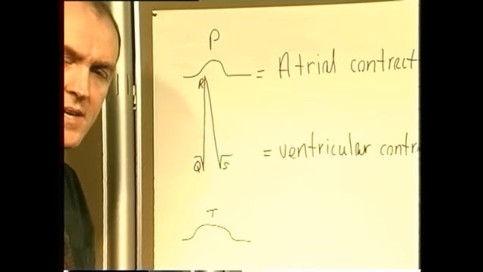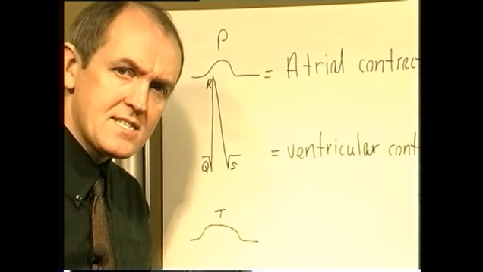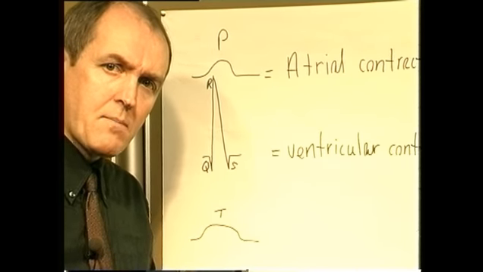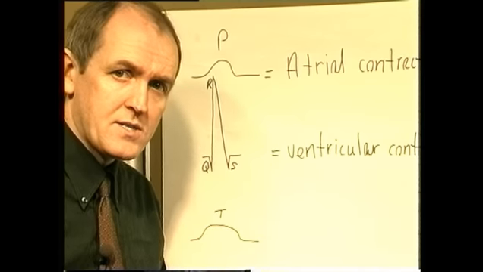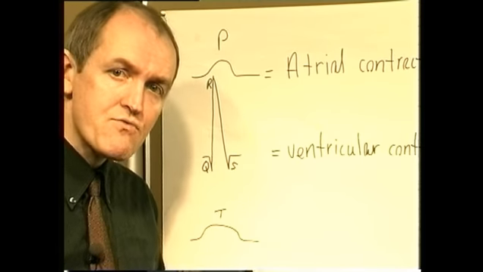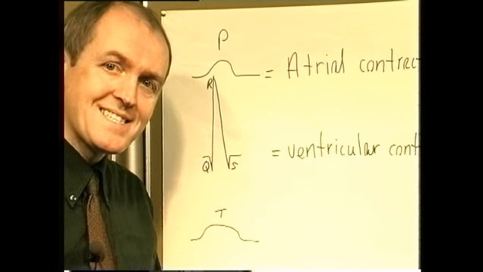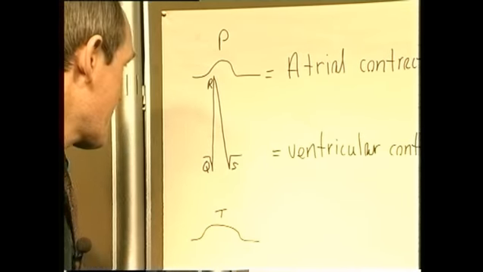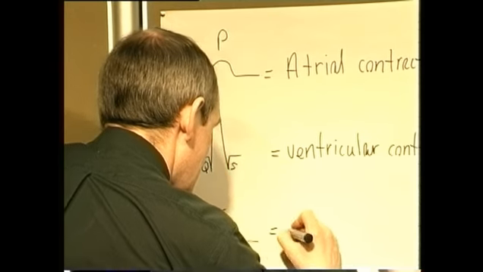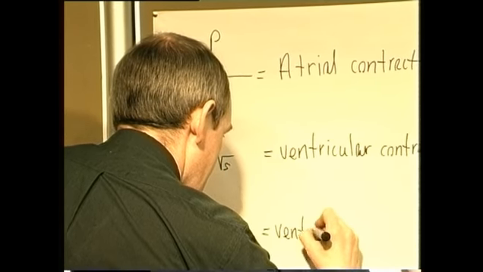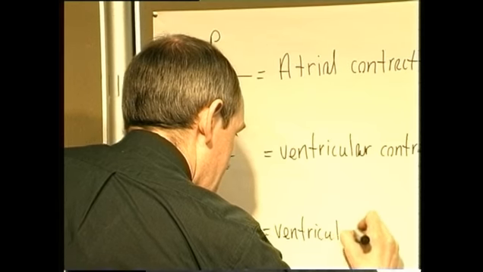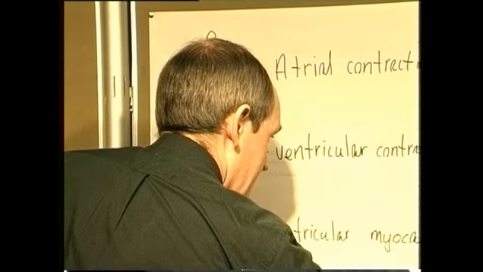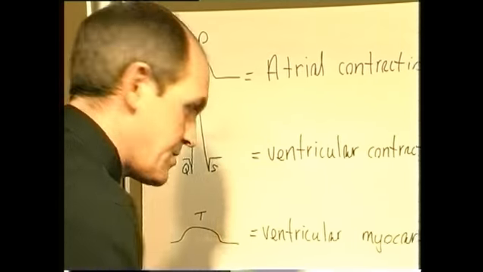And the T wave is the electrical activity as detected on the surface of the body as a result of ventricular myocardial repolarization. It's caused by the repolarization of the muscle. It's an electrical phenomena and it's not associated with any contraction. So T wave equals ventricular myocardial repolarization.